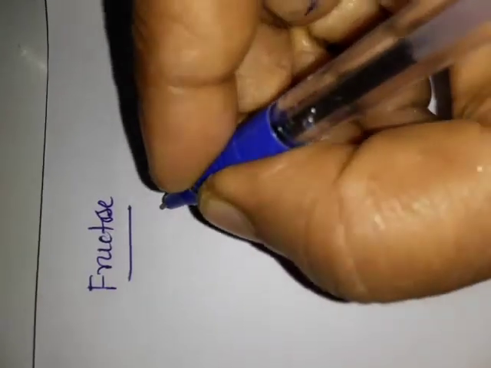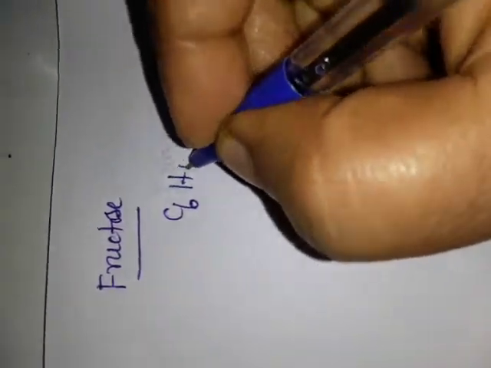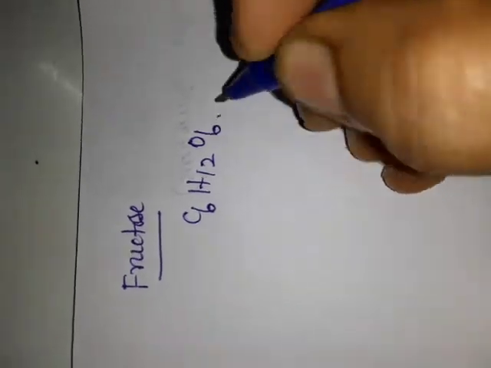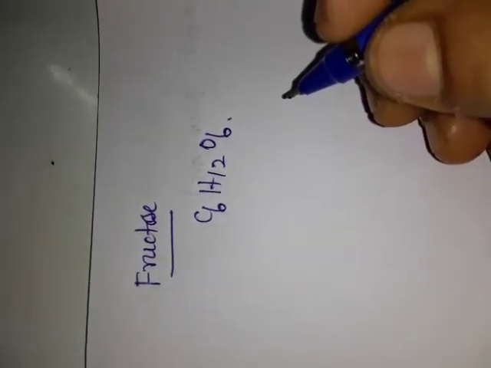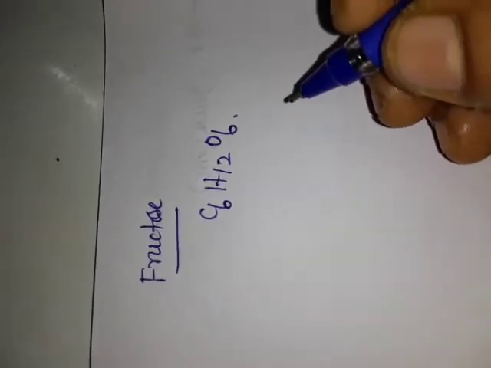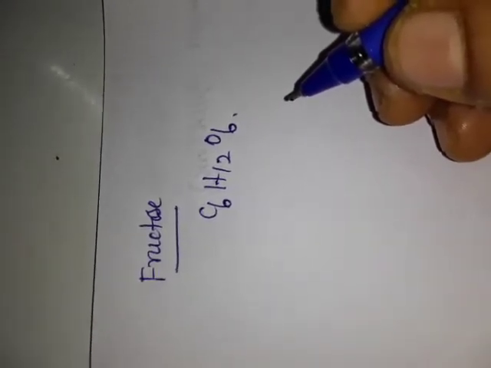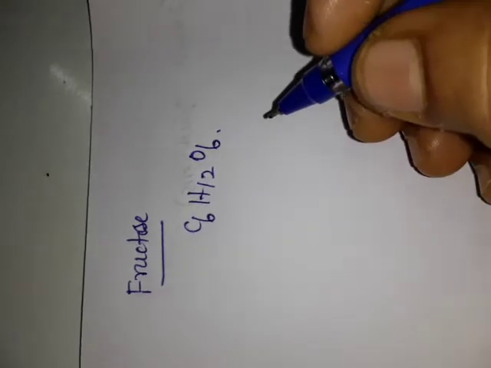Children, today we are going to learn about fructose. Fructose is another monosaccharide. That is, it is a simple sugar having the same molecular formula as glucose, C6H12O6. It is a ketohexose. Ketohexose means having a keto carbon as well as hexose having 6 carbon atoms.